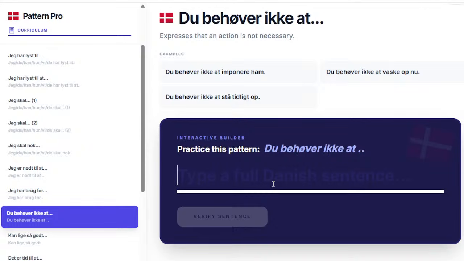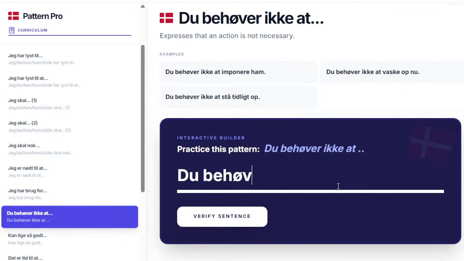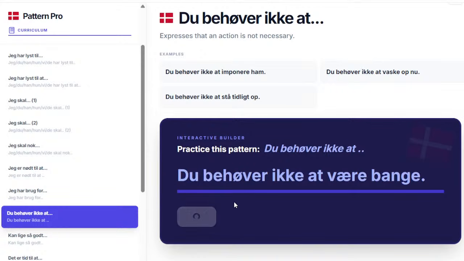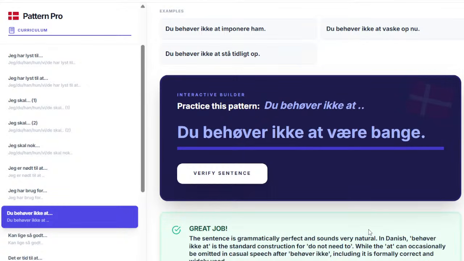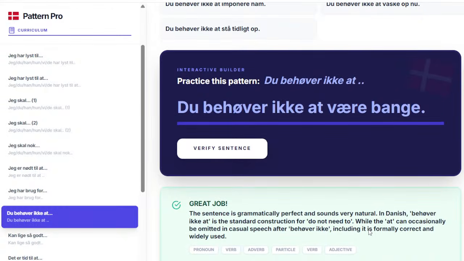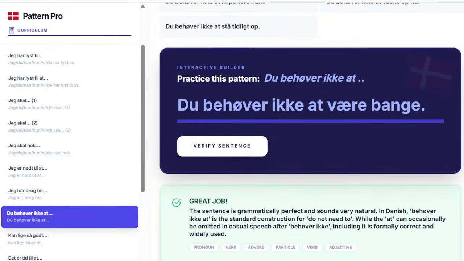So again, maybe somebody's like, oh man, I'm stressing, I gotta do this, I gotta do this. Like, no, you don't have to do it. Du behøver ikke at, I don't know, være bange. Du behøver ikke at være bange. Nej. So you don't need to be scared, basically, or afraid. Yeah, that's what it is.